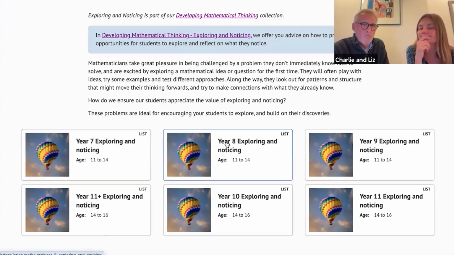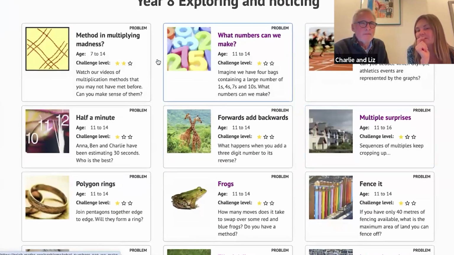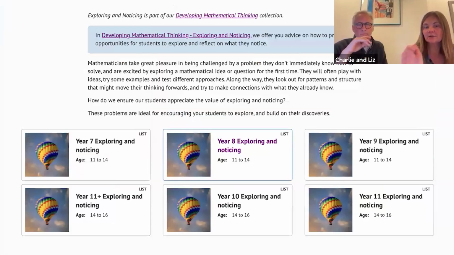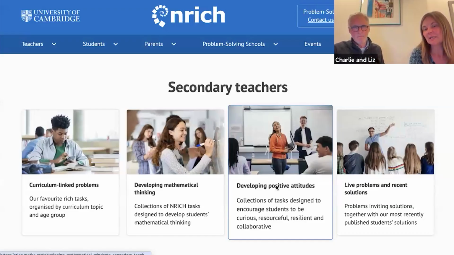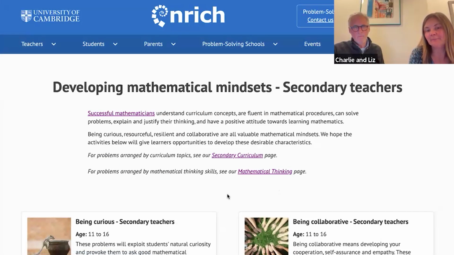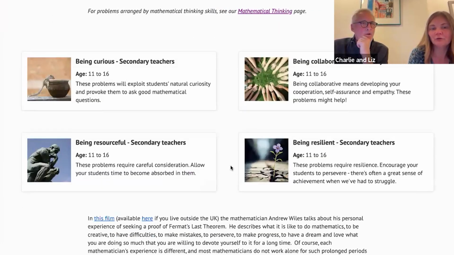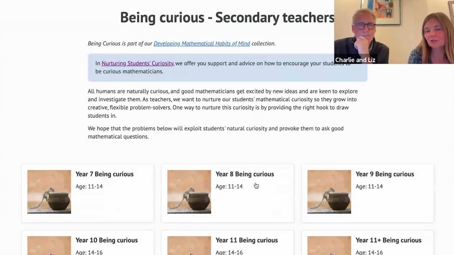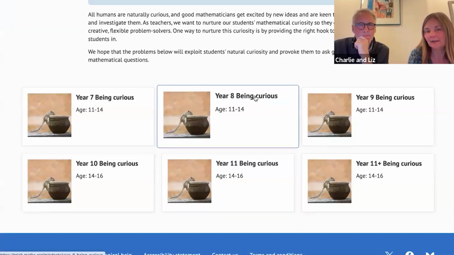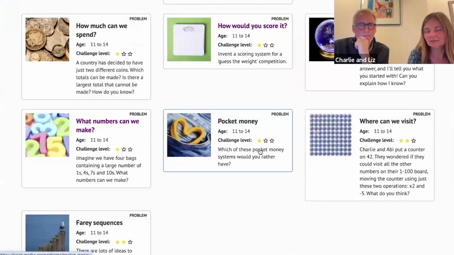So in the year 8 column, we should find multiple surprises. There it is. Right. Brilliant. Thanks, Charlie. And then finally, if we go back again to the secondary teacher landing page, this third box is taking you to the area of the site where we've gathered our resources according to the mathematical mindset that you might be able to nurture. So for curiosity was part of the problem, I think. Definitely think so. Again, you can follow the link and we should find multiple surprises linked here as well.